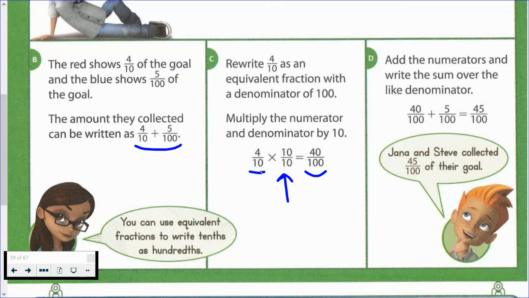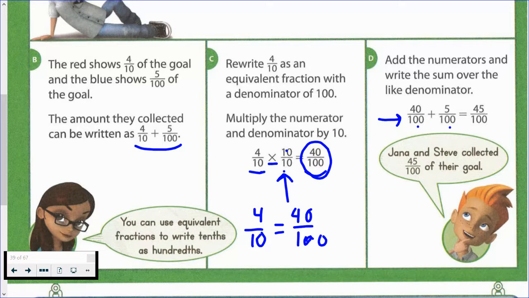So to turn the 10 into 100, we multiply by 10. If we multiply by 10 on the bottom, we have to multiply by 10 on the top. So we turn 4/10 into 40/100. You don't have to show this multiplication step because we have learned that 4/10 is equivalent to 40/100.